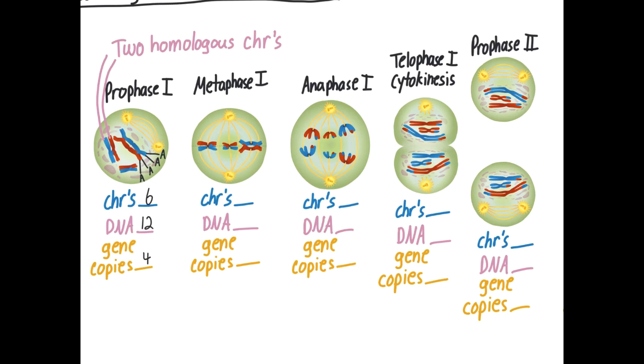Another way to think about it is each tetrad has 4 chromatids, and these chromatids have the same genes, so there are 4 copies of each gene. Now, during metaphase 1, the tetrads line up near the metaphase plate, but nothing else really happens to the chromosomes, so we still have 6 chromosomes, 12 DNA molecules, and 4 copies of each gene.